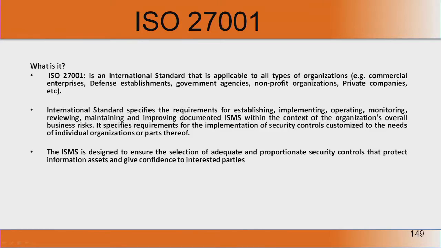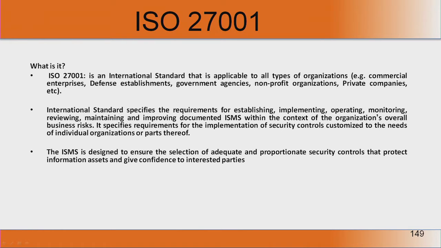The predecessor to 27001 was 17799, and the predecessor to that was BS, British Standard 7799. Now, once it became an international standard, it became 27001. There have been 2 or 3 revisions since the standard was implemented.